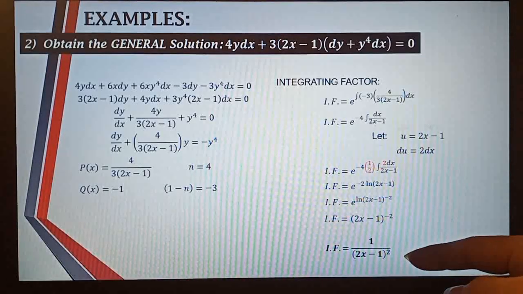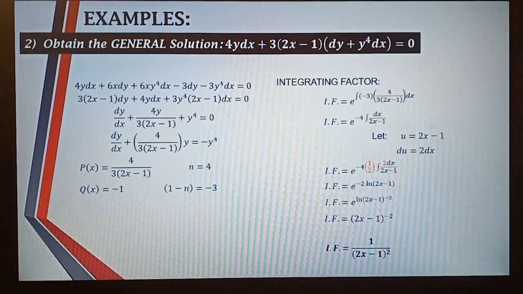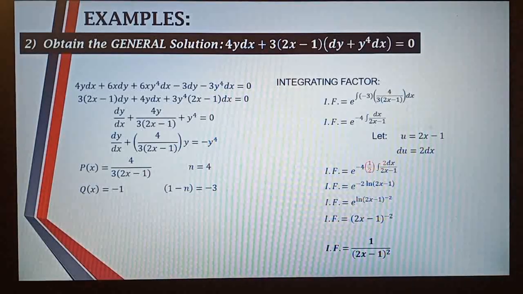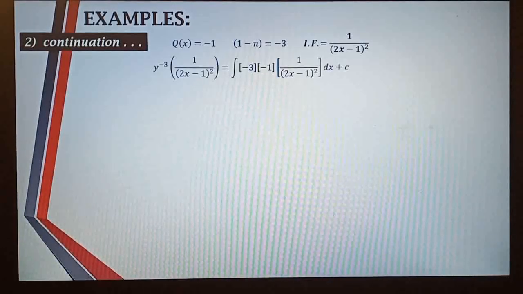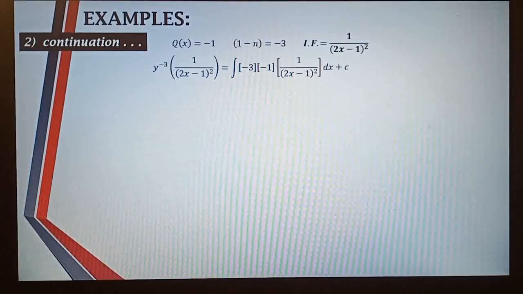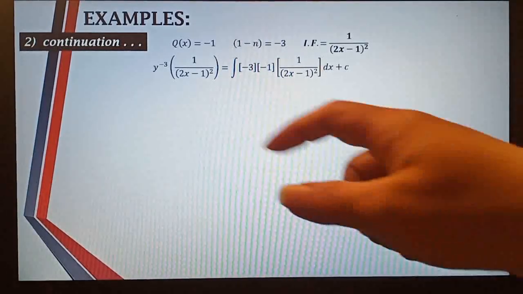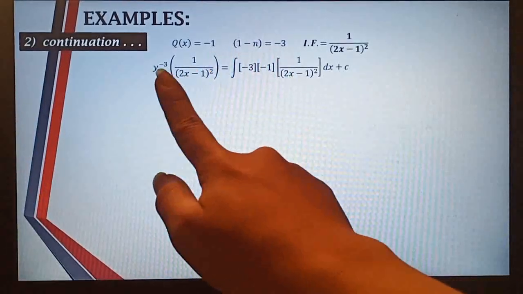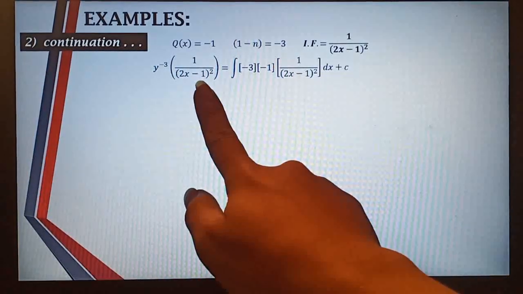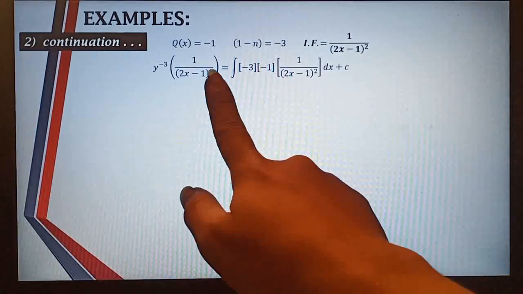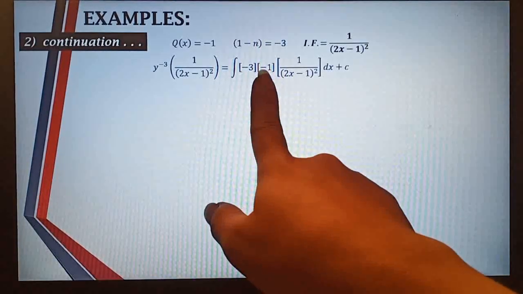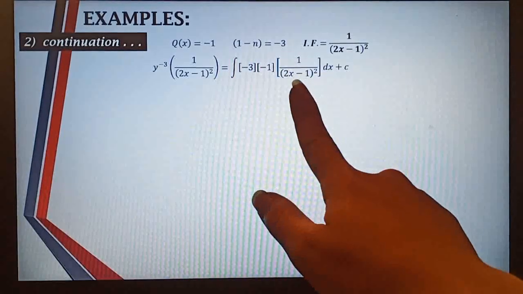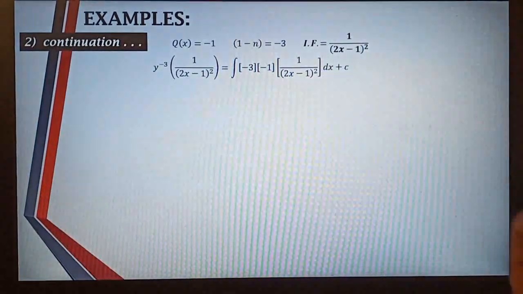So after getting the integrating factor, we need to follow the solution of the Bernoulli's equation. So we need q of x, 1 minus n, and the integrating factor. In that case, since naka-dy over dx ulit tayo kanina, you need y raised to 1 minus n, which is negative 3. Then our integrating factor of 1 all over 2x minus 1 squared equated to the integral of your 1 minus n, which is negative 3. Then your q of x, which is negative 1. Then your integrating factor again. Then multiply to dx plus c.